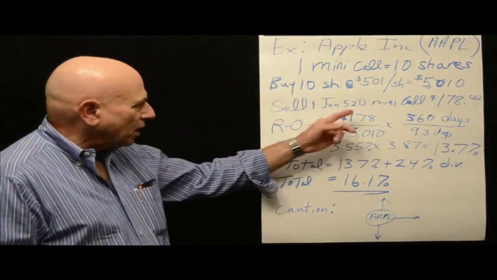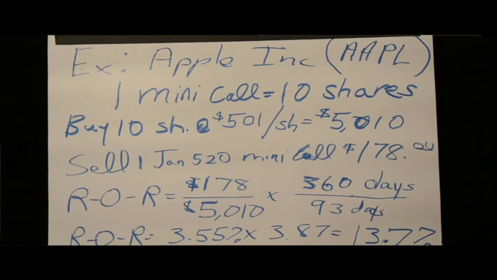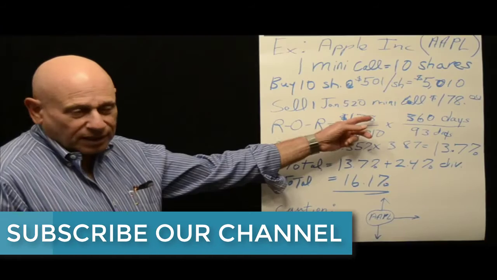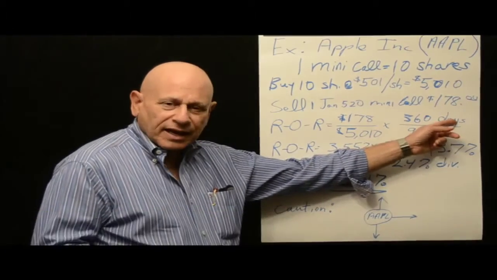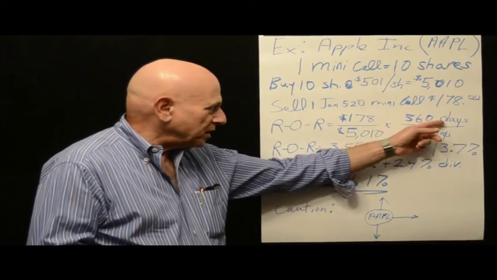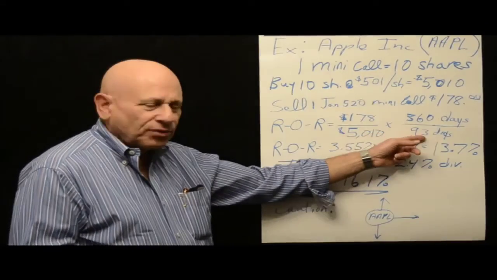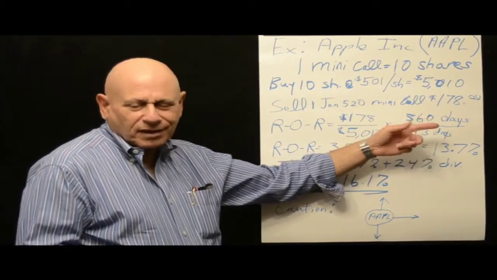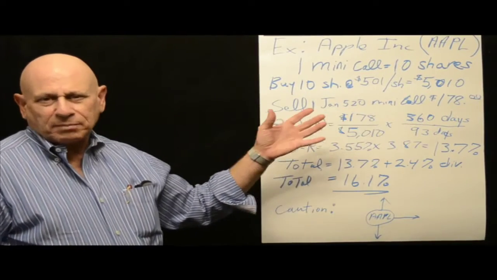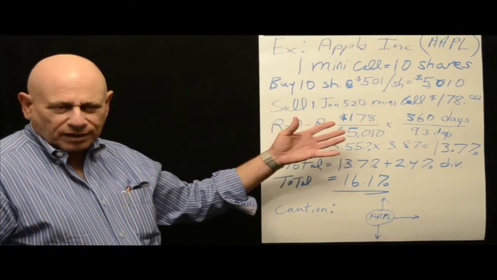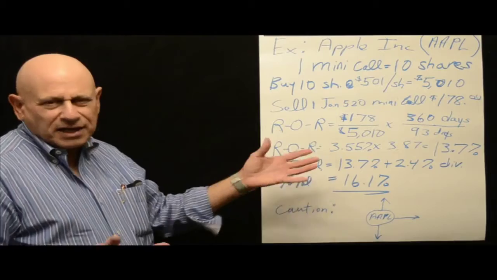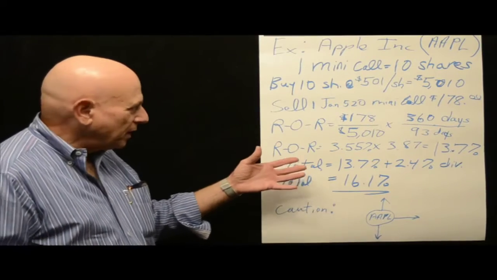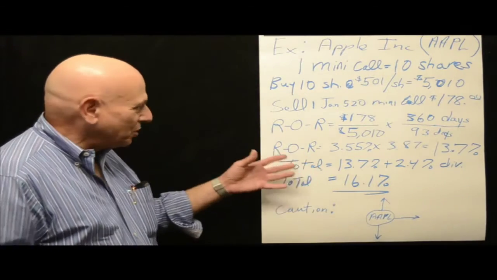Your rate of return is $178, just simple division, divided by $5,010. All rates of return are expressed as annualized rate of return. I'm using a banker's year of 360 days. Instead of 365, I use 360. And when I sold this option, it was 93 days till expiration. I got these numbers from the TD Ameritrade options chart. I pulled it up, and they tell you how many days to expiration. A lot of companies have that. I just use TD Ameritrade. I'm so used to it. I'm not recommending it, but I'm used to it, so I use it.